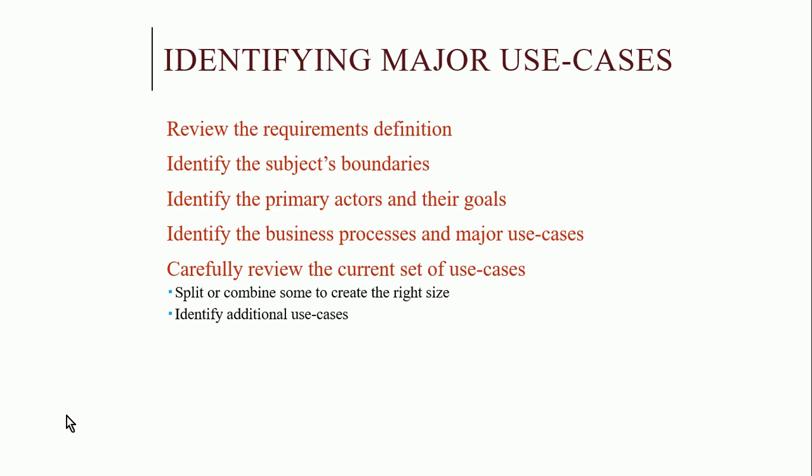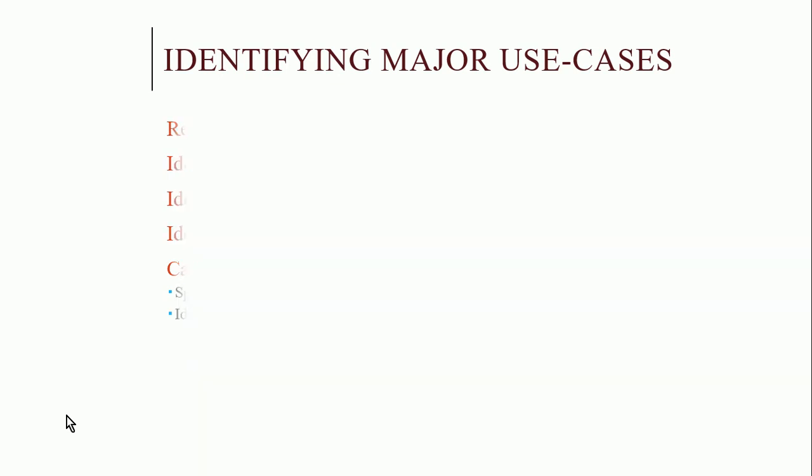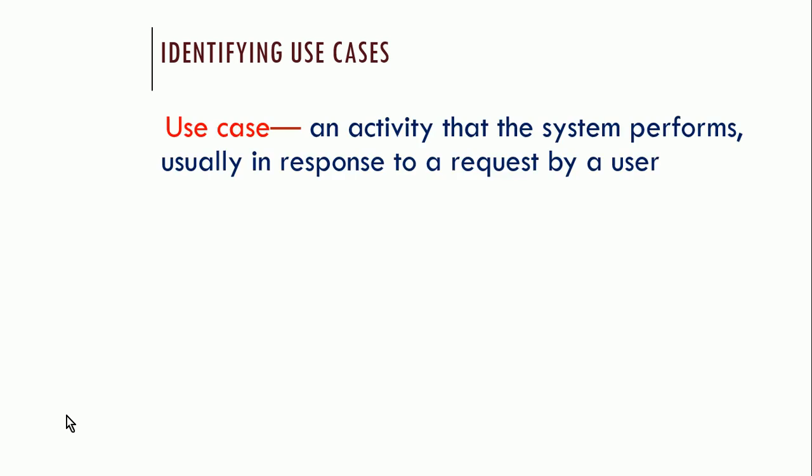All right. So first, identifying major use cases. So we're going to review the requirements definition, identify the subject's boundaries, identify the primary actors and their goals, identify the business processes, and then we're going to review all that to make our use case. But let's get into a little bit more detail here. How do we identify use cases? Well, basically a use case is an activity that the system is going to perform, and it's usually in response to a request by a user. So you can think of, how is my user going to interact with my system?